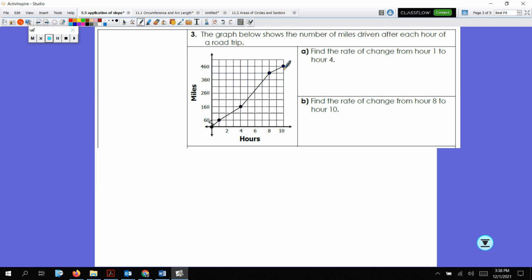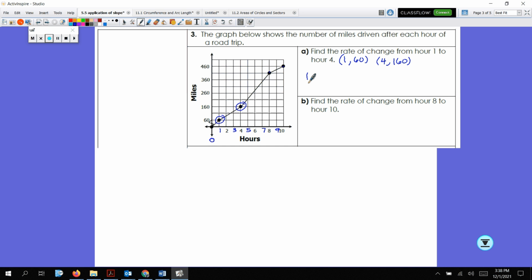Well, notice, let's look at our number line here at the bottom, the x-axis. There's nothing here. That's 0, right? So that would make this 1, this is 3, here is 5, 7, 9. Okay, so now we can see where hour 1 is. Hour 1 is right here. Hour 4 is right there. So the ordered pairs associated with those 2 points are what we're going to use to find our slope. So hour 1 is (1, 60), and hour 4 is (4, 160).